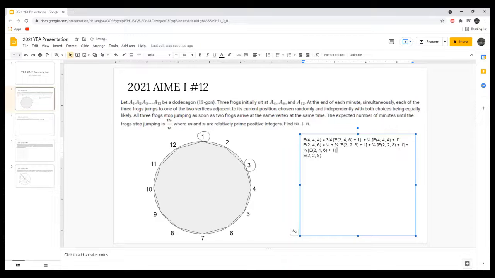And then there's one final case to consider. Suppose that the frog at point 2 had moved to 1 and the frog at point 4 moved away to 5. If the frog at point 8 moves to 7, then we get 2, 4, 6 once again. But if the frog at point 8 moves to point 9, we get the 4, 4, 4 configuration.